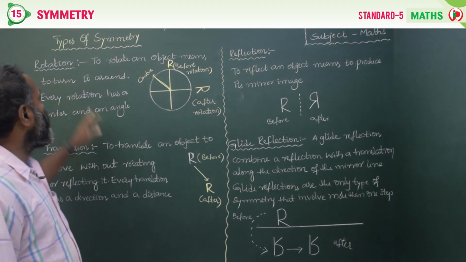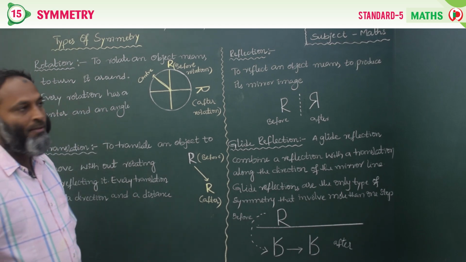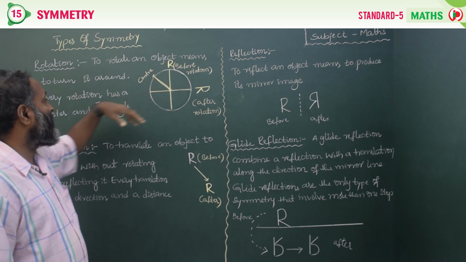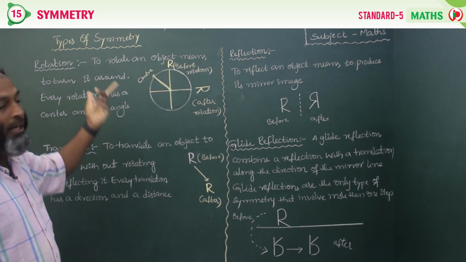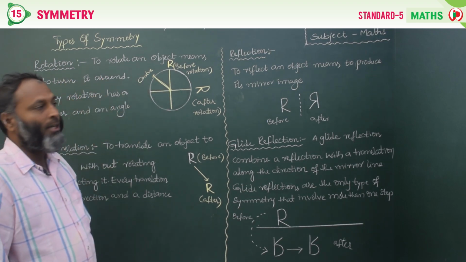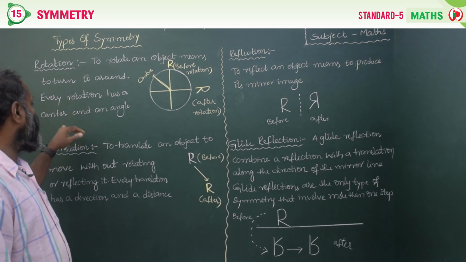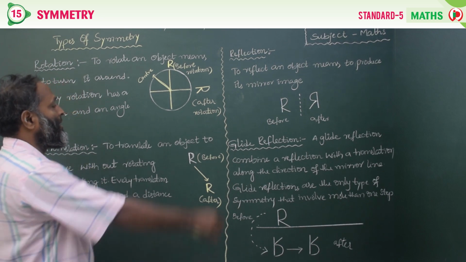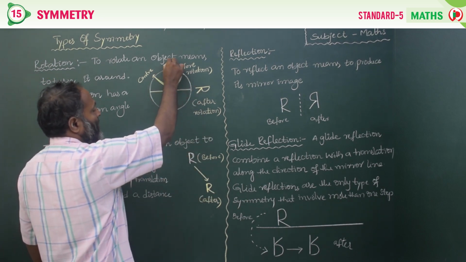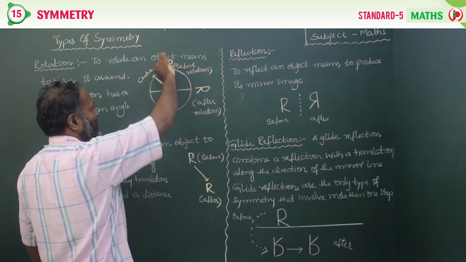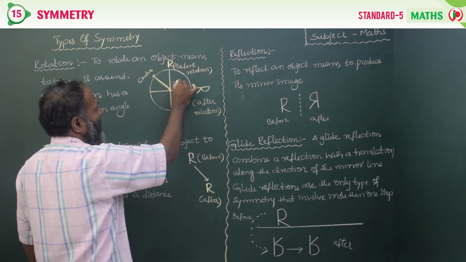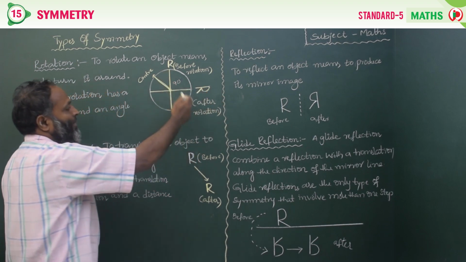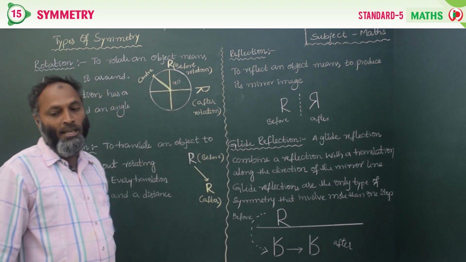Now students, see here the types of symmetry. The first one is rotation. To rotate an object means to turn it around. Every rotation has a center and an angle. See here, this is a circle. If you keep an R here and rotate it at an angle of 90 degrees, the R will change like this. Before rotation, then after rotation, the R will change like this.